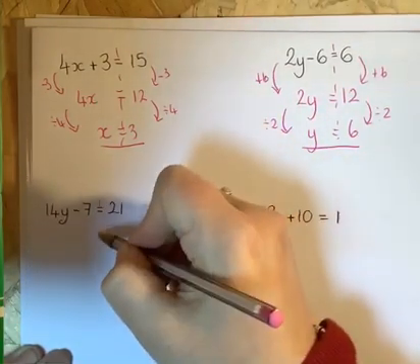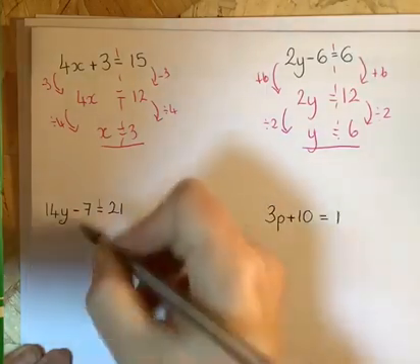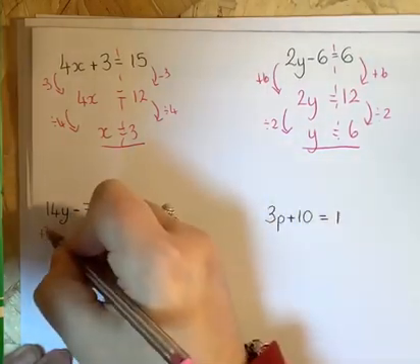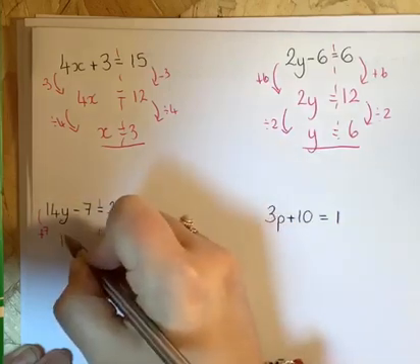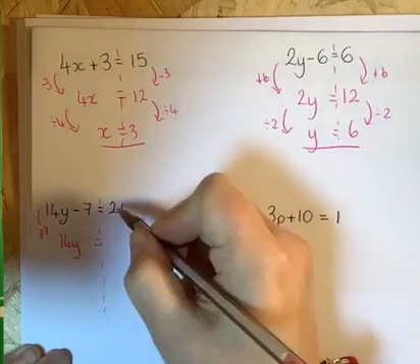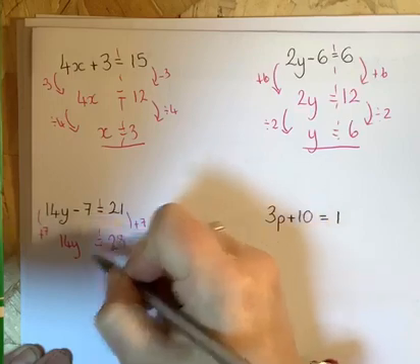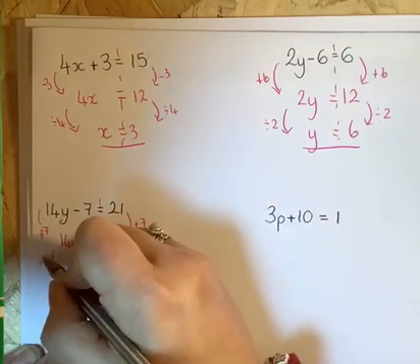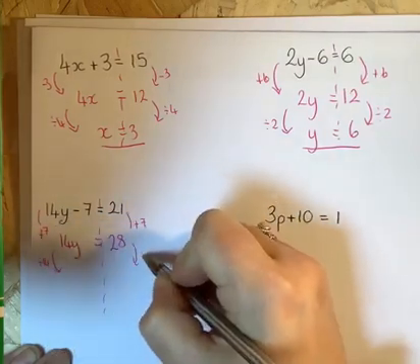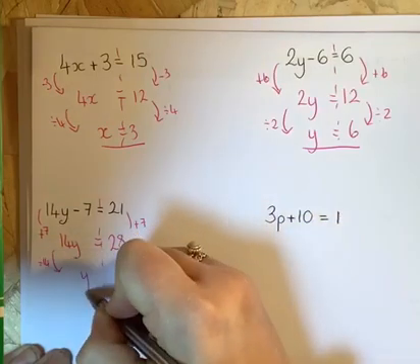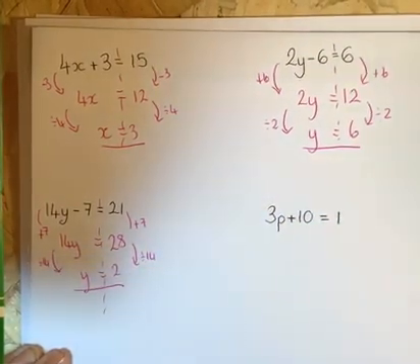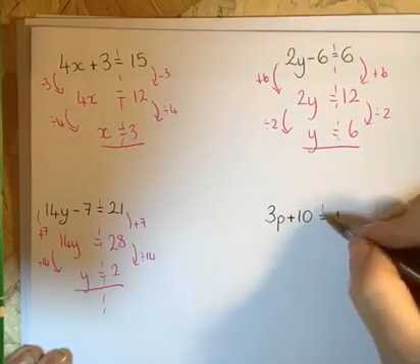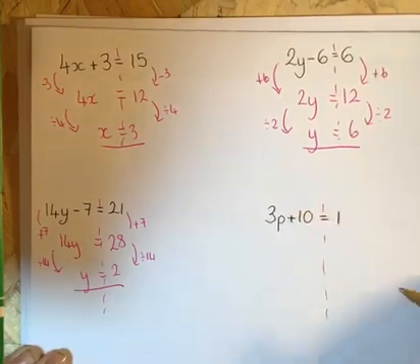Okay, looking at this one then, we need to add 7 to both sides. So 14y equals, and then we've got 21 add 7, which is 28. Then we need to divide by 14. So y equals 2.